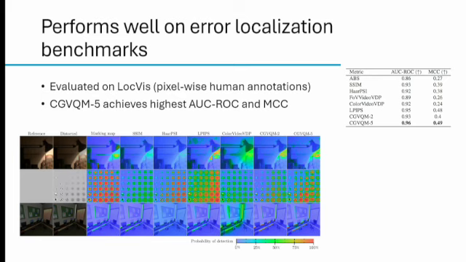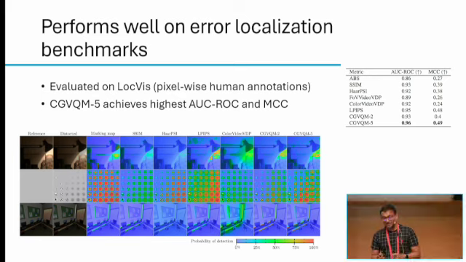Another very important advantage of a metric is that it doesn't just give you a video quality score for the entire video. It tells you where the errors are and how much the error is. To evaluate how well we were doing on error localization, we used the LocVis dataset, which is basically 300 images marked by 16 participants each, giving us the probability of detecting errors on every pixel. These are the human marking maps.